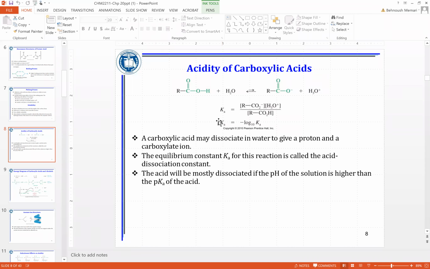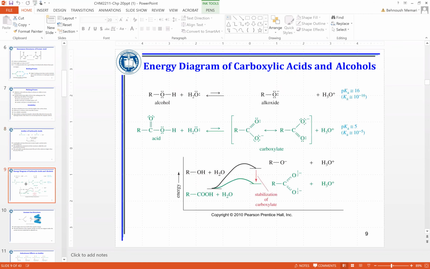pKa of the acid means the acidity of the acid, which is based on the equilibrium constant. Ka is the equilibrium constant for the acid, weak acids. And pKa, if you take the negative log of the Ka, you get the pKa. The pKa of the acid could be around 5, which is much stronger compared to the pKa of alcohol.